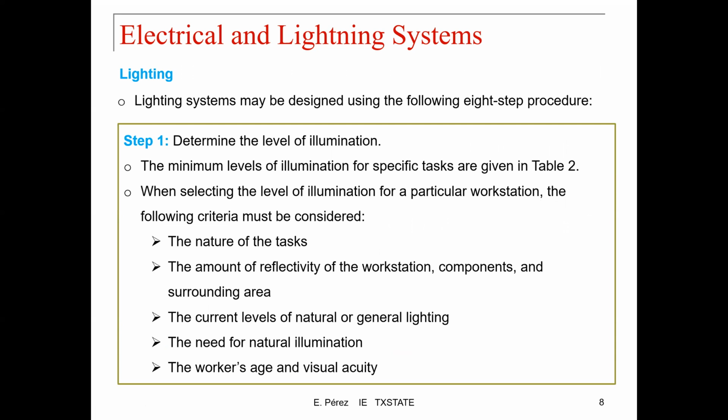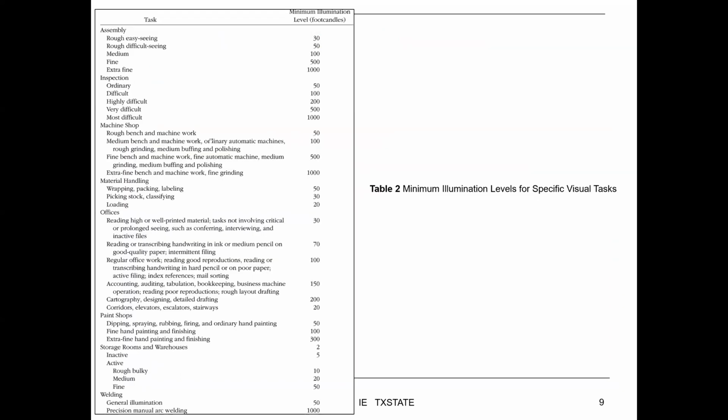When selecting the level of illumination for a particular workstation, the following criteria must be considered: the nature of the task, the amount of reflectivity of the workstation components and surrounding areas, the current level of natural or general lighting, the need for natural illumination, and the worker's age and visual acuity. So this is Table 2, which states the minimum illumination levels for specific visual tasks. On the left side of this table, we have the different tasks. They are trying to group the more general tasks that are associated with industrial facilities.